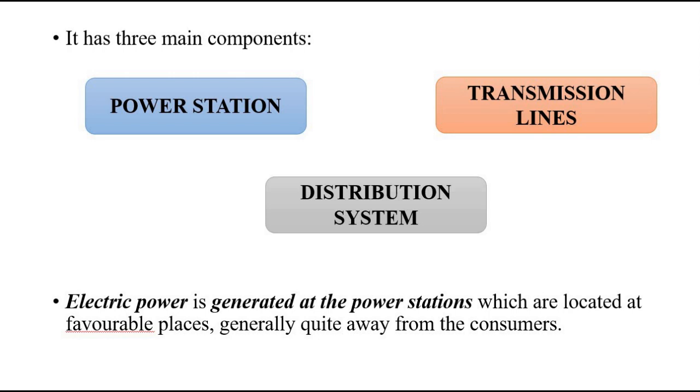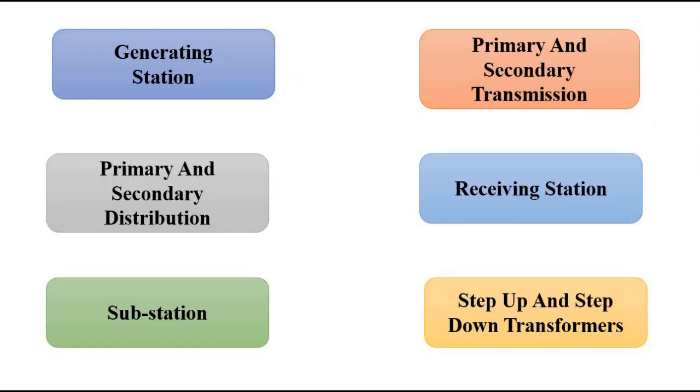So this basic power supply scheme, the AC power supply scheme, consists of the following elements. First is the generation or the generating station, the power station. Then we have the transmission system, which is divided into 2 parts: primary and secondary transmission. Then the distribution system, again divided into 2 parts: primary and secondary distribution. We have the receiving station, the substation, and the step up and step down transformers and other elements.